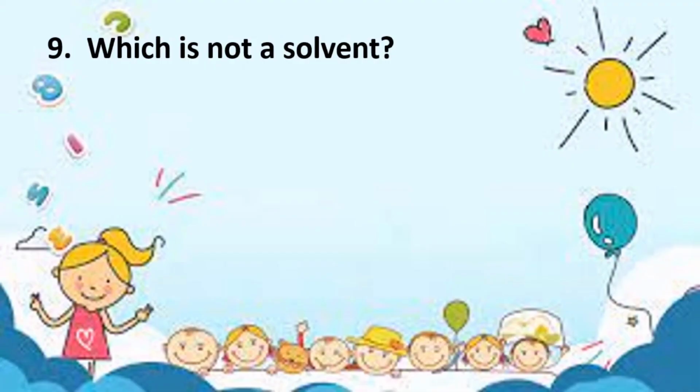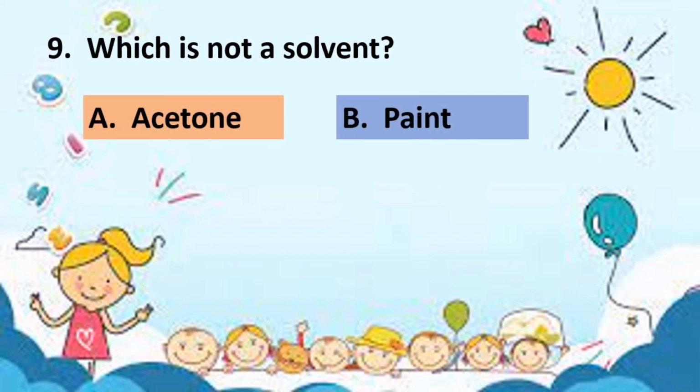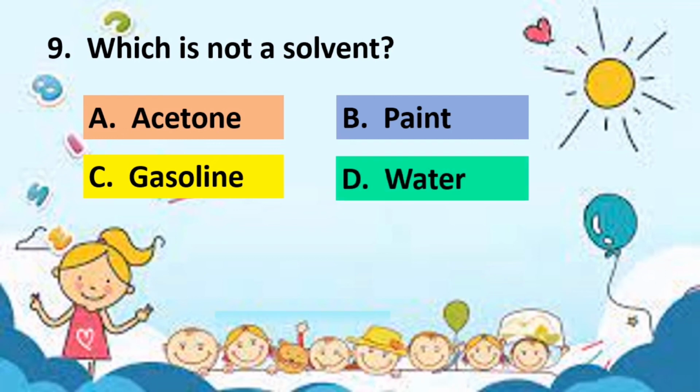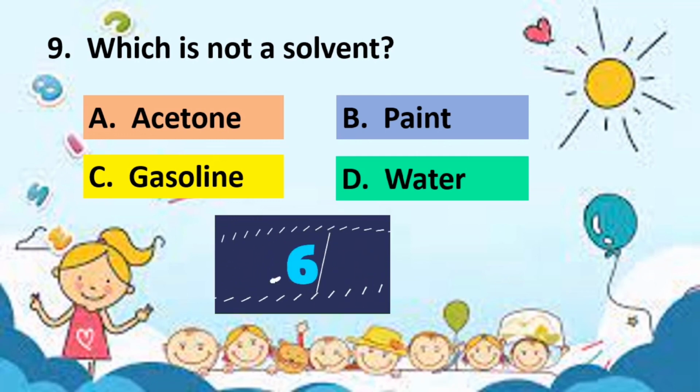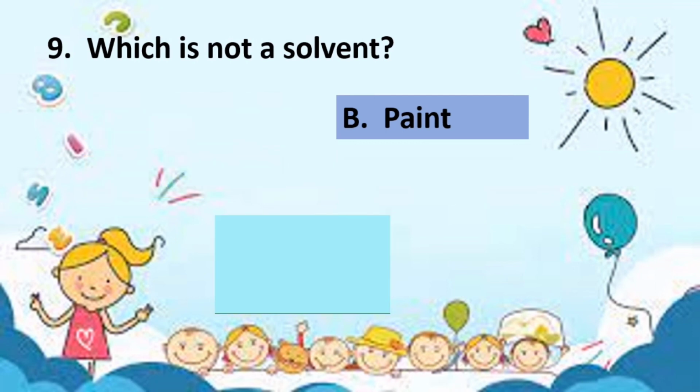Number 9. Which of the following is not a solvent? A. Acetone. B. Paint. C. Gasoline. D. Water. The answer is letter B, paint.